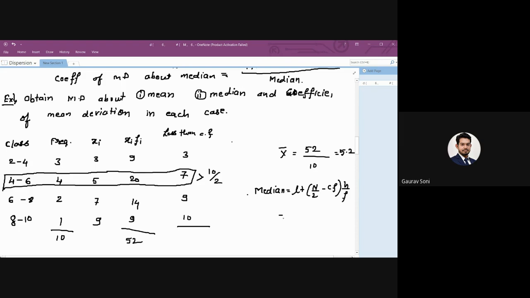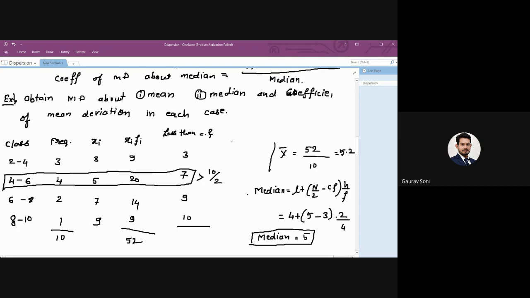Let's put the values. What is the lower limit of your median class, which is 4? N by 2 is 5 minus the cumulative frequency of the previous class, which is 3. The height of your class is 2 and the frequency of your class is 4. So the median is equal to 5. So we have got the median, we have got the mean.